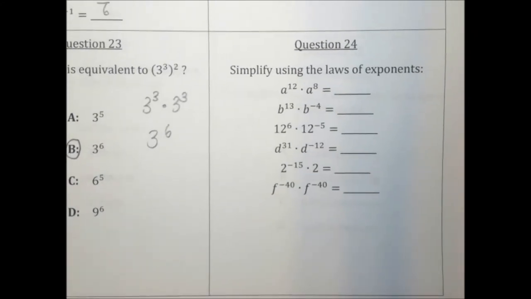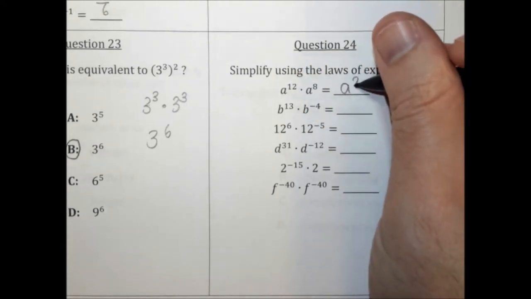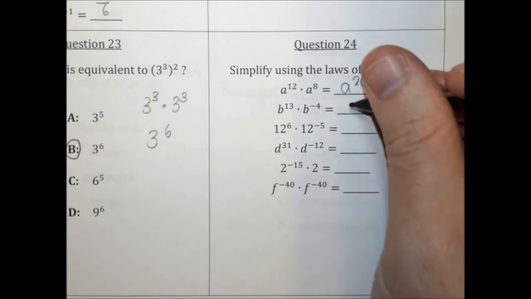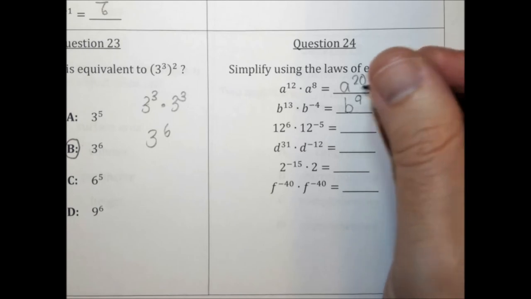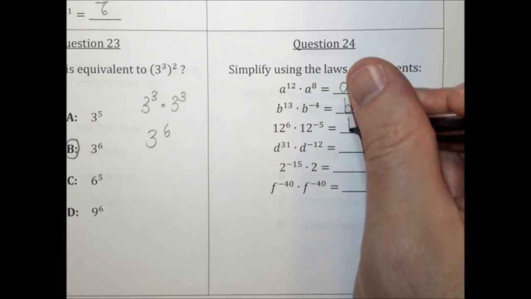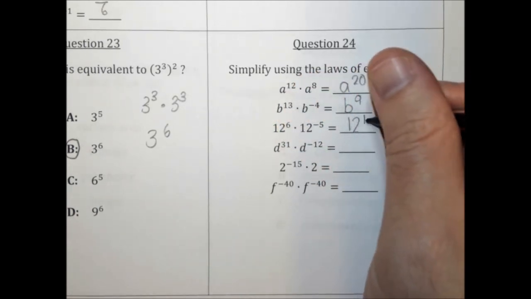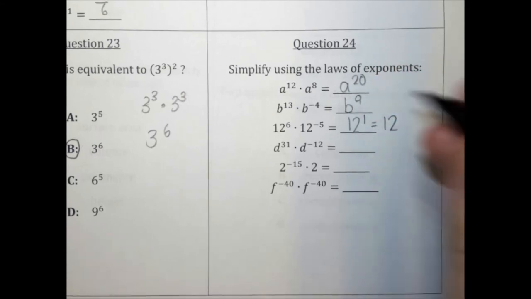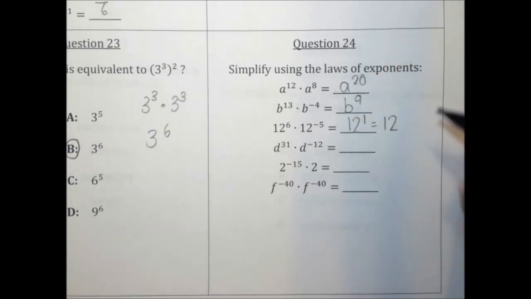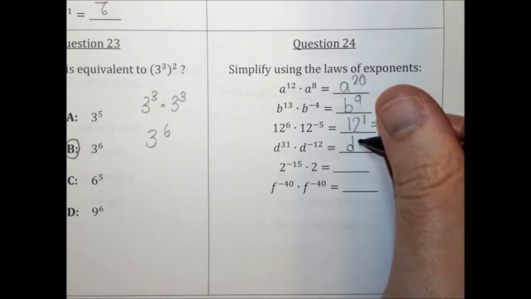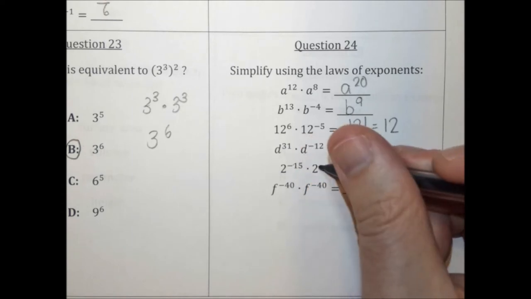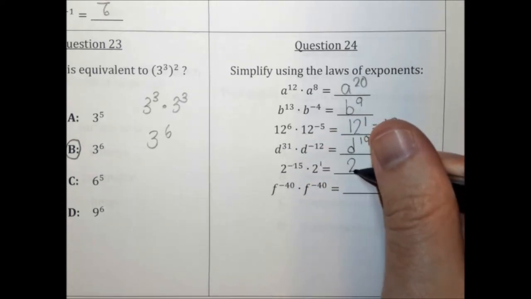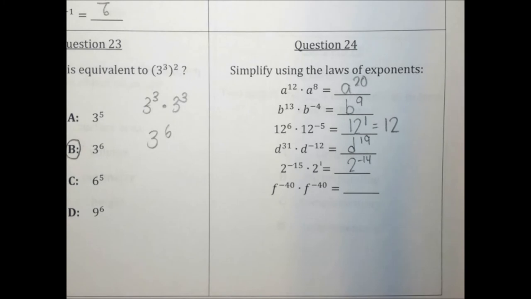Question 24. Simplify using the laws of exponents. When you multiply, you add the exponents. So 12 plus 8 is 20. 13 plus negative 4 is 9. 6 plus negative 5 is 1. You can actually answer that one. 12 to the 4th is 12. 31 plus negative 12 is 19. Negative 15 plus 1 is negative 14.